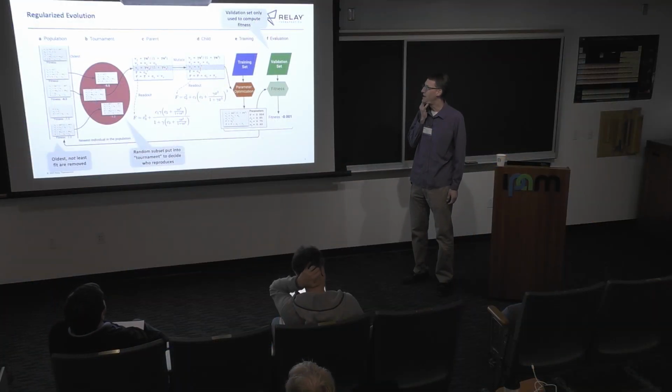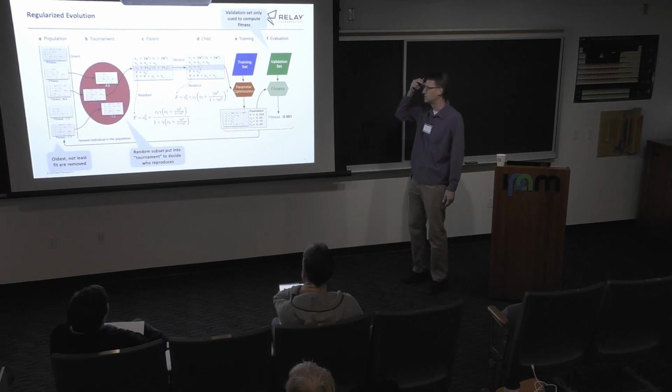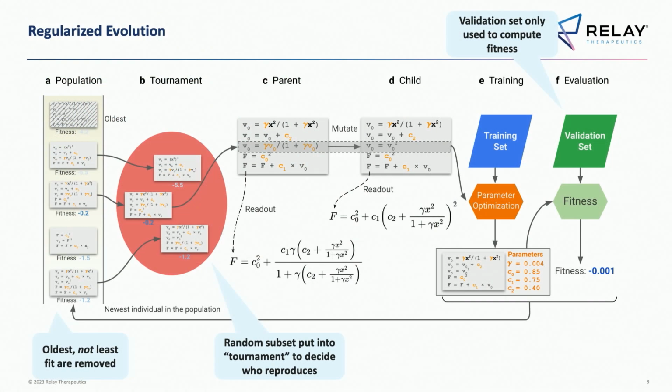Okay, so given all of this, I can now explain this regularized evolution system. Evolutionary algorithms are a very common way to do symbolic regression, and we are another iteration on this that has a couple of interesting differences from other things you might have seen. So how does this work?